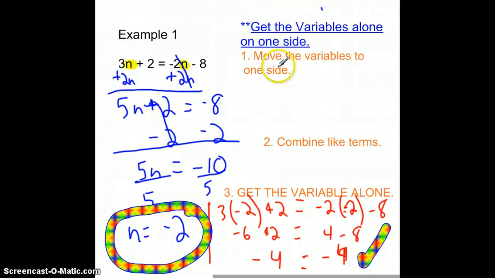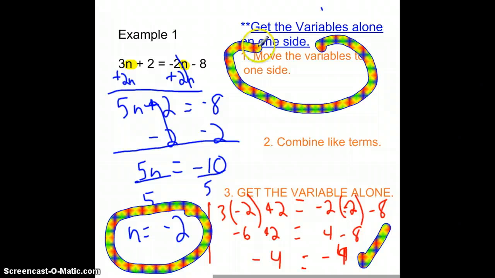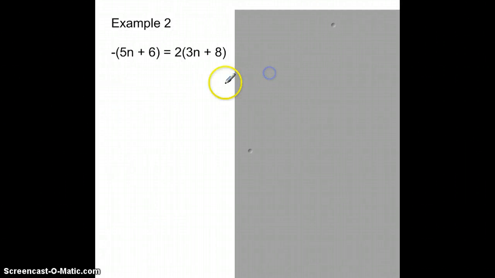Again, you've got to get all the variables to one side. Doesn't matter which side, but get them all to one side. Here we took that negative 2n, we moved it over. Let's take a look at one more example. Here we're going to have to combine a couple of things. Take a look at example 2.